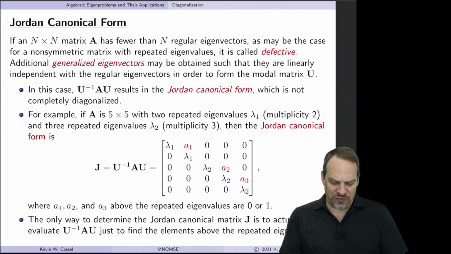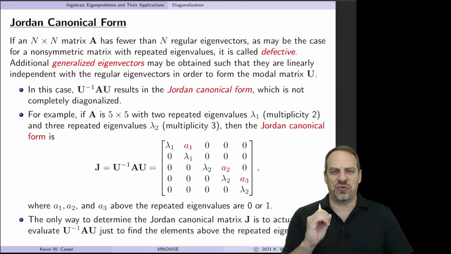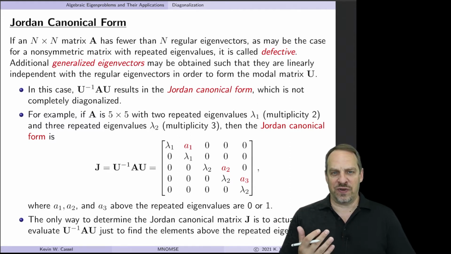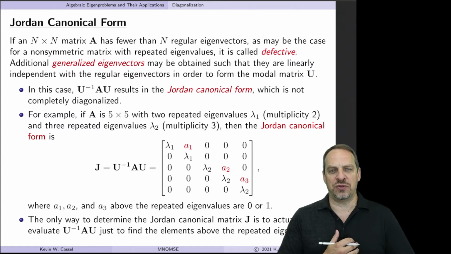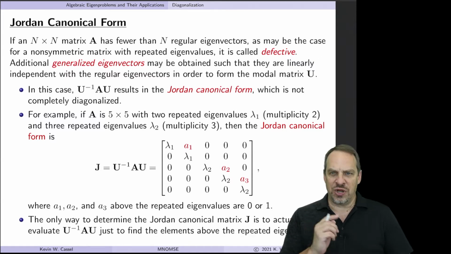These are called defective matrices because they have fewer than capital N regular eigenvectors, and so we have to get additional generalized eigenvectors. We've hinted at this before, but I haven't actually done an example or talked about how to do it because it actually wasn't clear until now why we would need to. So if we get fewer than capital N regular eigenvectors, so what? That's just the natural property of certain matrices. But here we can see why.